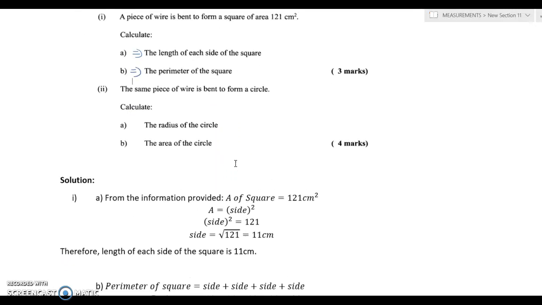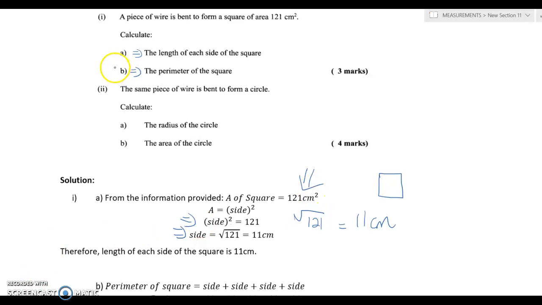So let's look at what we have down here that I already have typed up. If the piece of wire is used to form a square, now this obviously won't be a perfect square. So the area of the square is 121 cm squared. We know the area of a square, the formula is side squared, or side by side, is equal to 121. But we want to know the length of one side. So if side squared is 121, the opposite of squaring something is square root. So that's how we get the square root of 121, which is 11 cm. So the length of each side of the square is 11 cm.